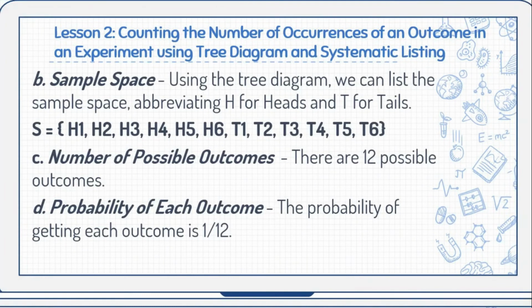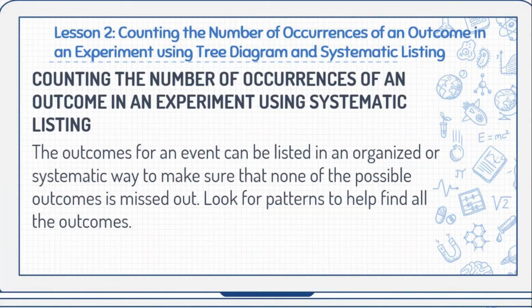So, okay. So, ito po yun. Now, punta tayo sa counting the number of occurrences of an outcome in an experiment using systematic listing. Okay, so this time, systematic listing.